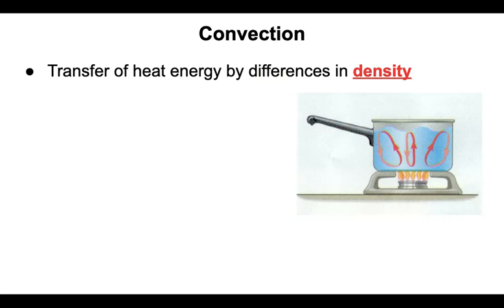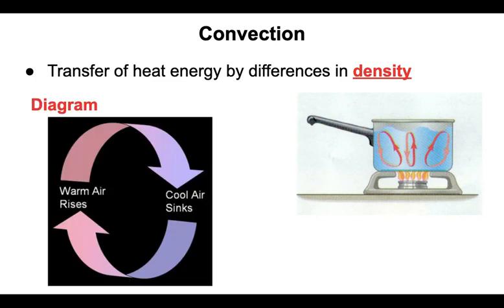Convection is the transfer of heat energy by differences in density. In this case, water in a pot on a stove, the water that's closer to the heat will warm up, molecules will expand and become less dense, and warm water rises. As it rises, it cools down and sinks back down. Heats up, rises, cools down, sinks down. Convection.